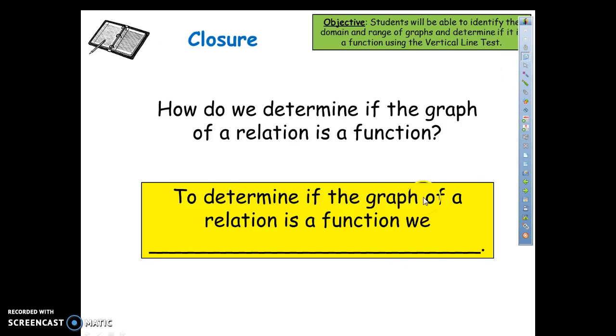For closure, the question is, how do we determine if the graph of a relation is a function? And I want you to think about that for a second. How do we determine if a graph of a relation is a function? And that would be, to determine if the graph of a relation is a function, we conduct the vertical line test. Remember, our objective was to identify the domain and range of graphs, which we did, and to determine if a function is a vertical line test.